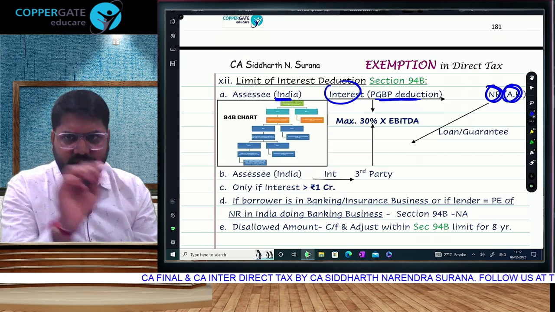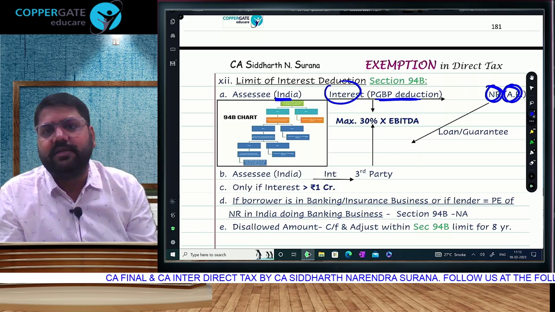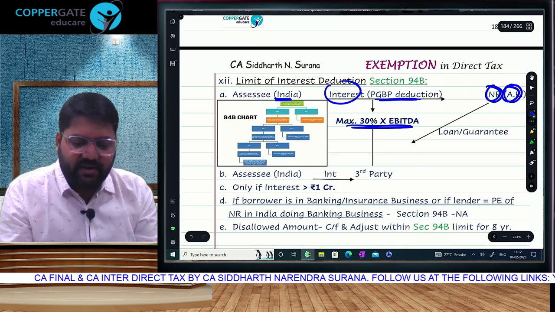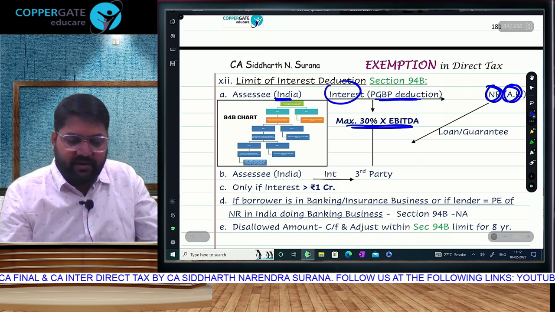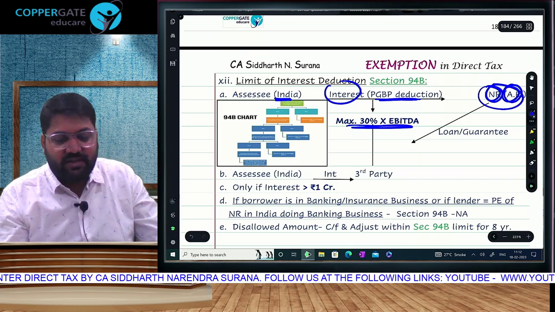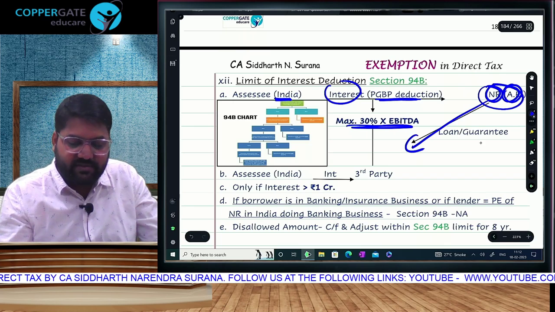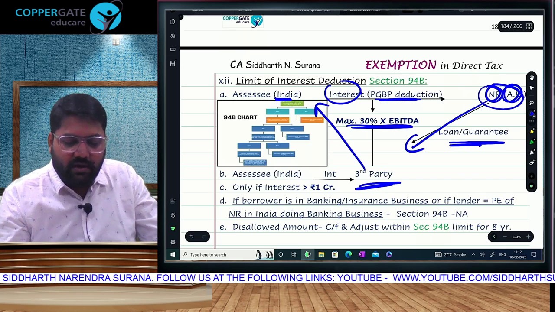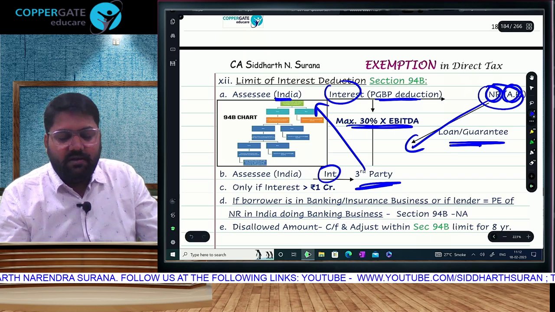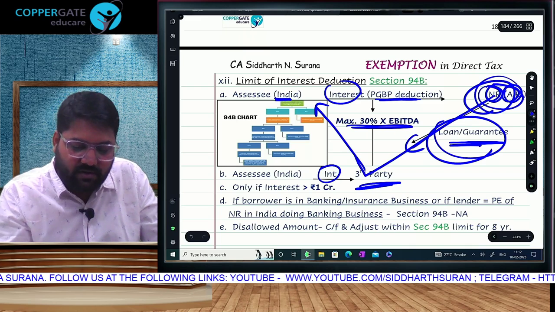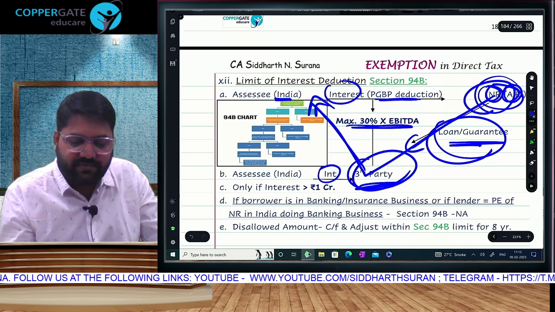If an assessee in India is making payment of interest to a non-resident associated enterprise, then that deduction will be restricted to 30% of EBITDA. And supposing we are not paying directly to our associated enterprise, but our associated enterprise gives a loan or guarantee to a third party, and we take the loan from this third party and pay interest to them. So we are escaping this, but indirectly the money has come from the same source. So, such transactions will also be covered.